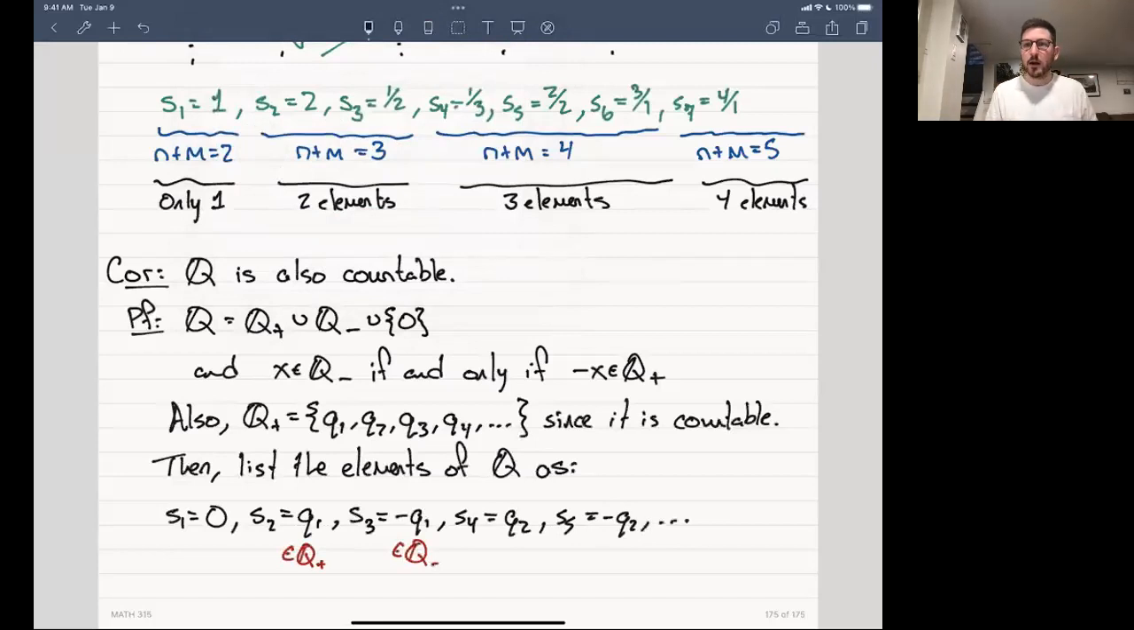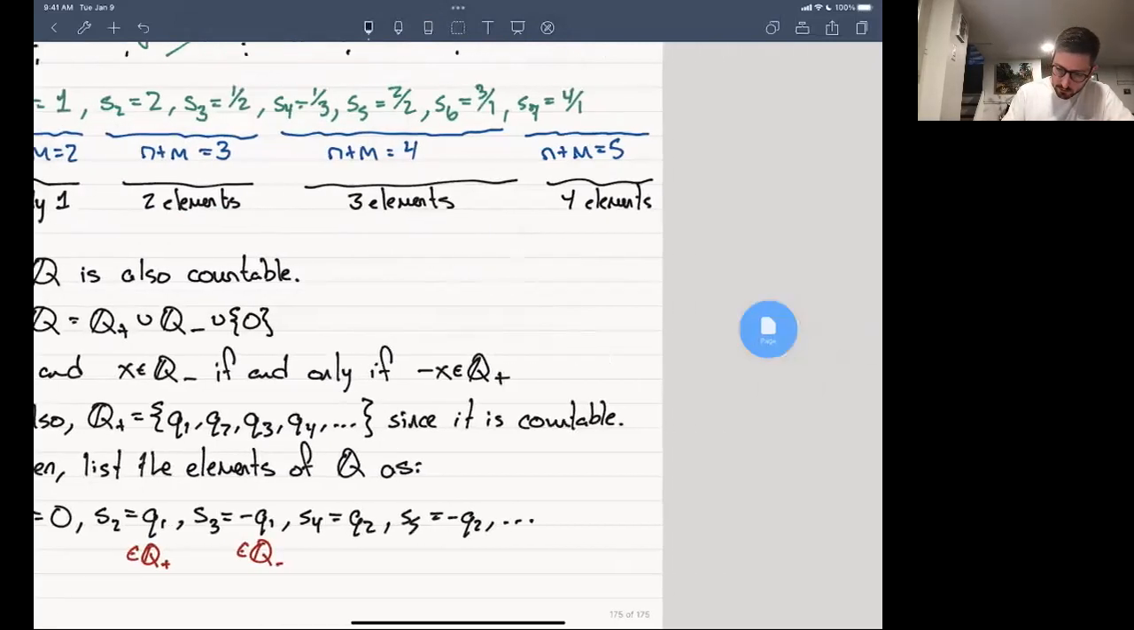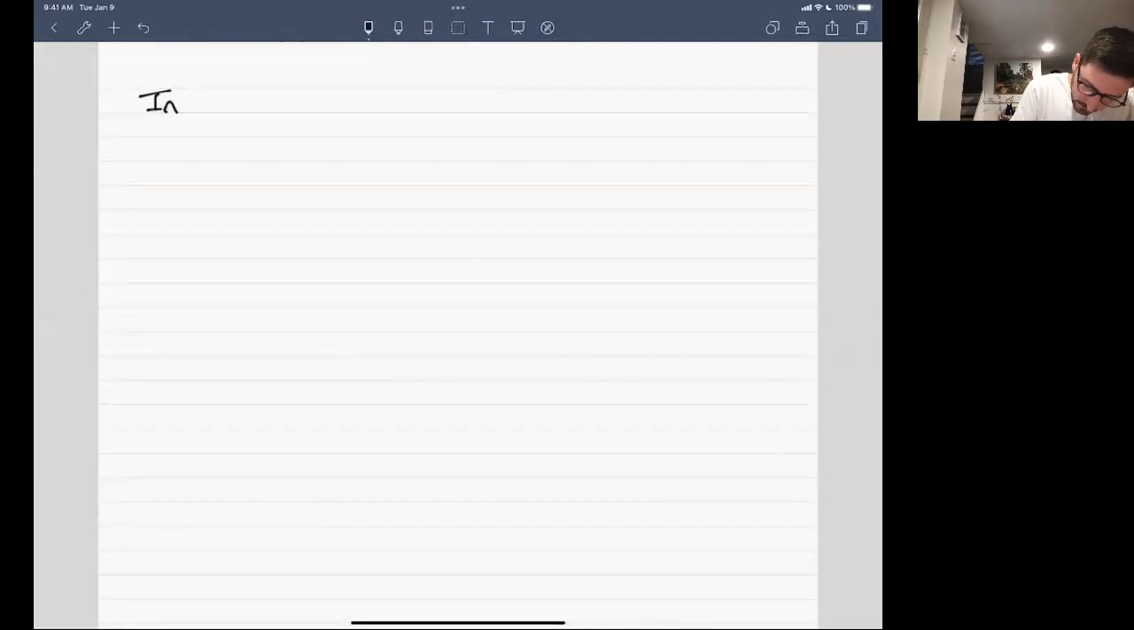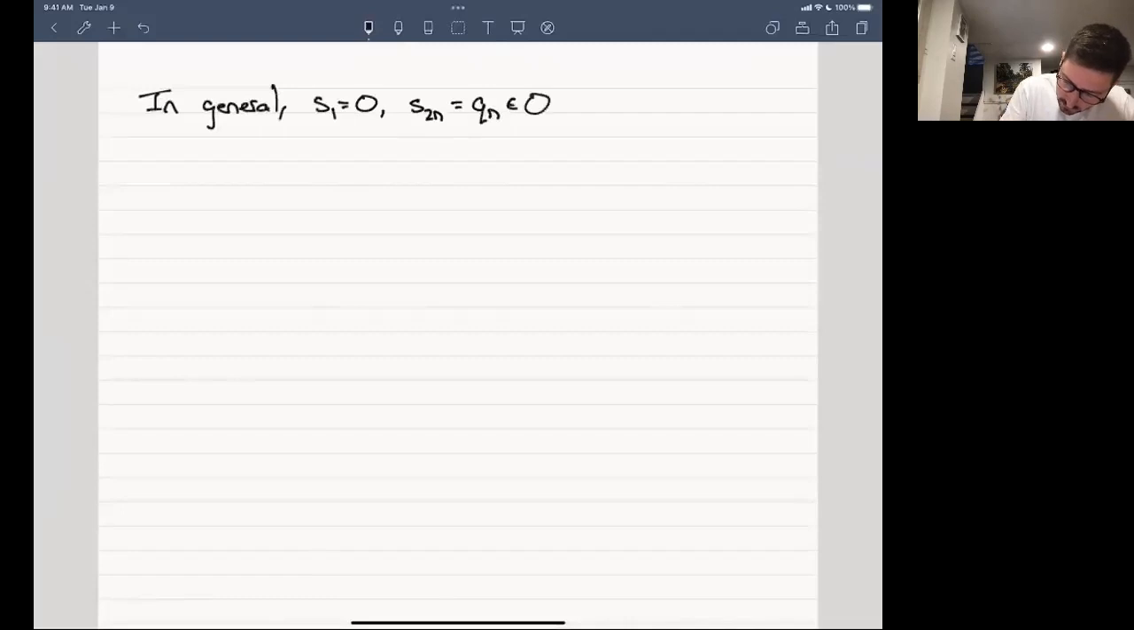And so on and so forth. So what's the actual pattern here? So in general, S1 is equal to 0. S2n is equal to Q sub n, which belongs to Q plus, and S2n plus 1 is equal to minus Qn, which is in Q minus.